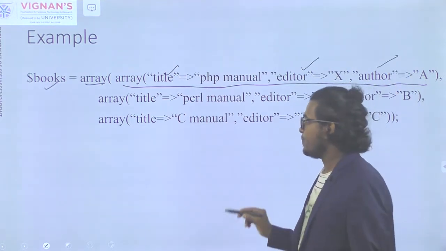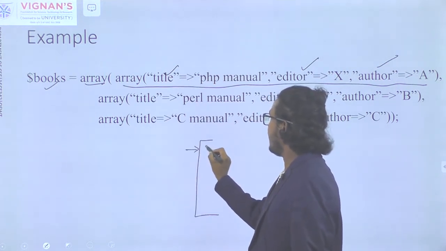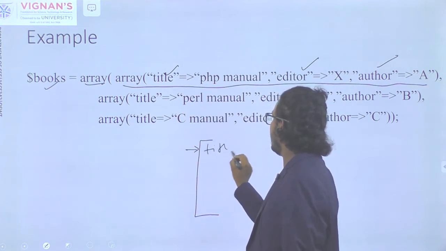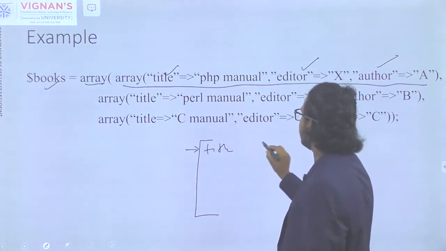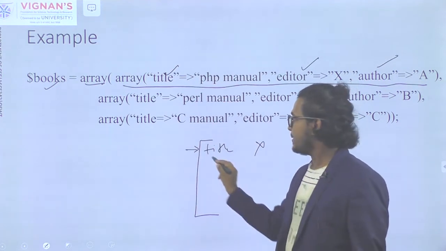That is one array. In this array, I have the first value. What is my first one? The first one is the title. What is my title here? PHP manual, and editor X. Next one is author equal to A. This is one array.